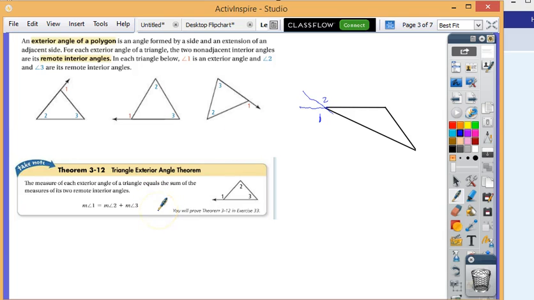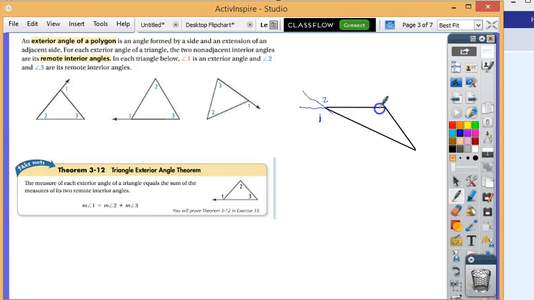By the way, what's the relationship between angle 1 and angle 2? They're vertical angles. What do we know about vertical angles? They're congruent. So it doesn't matter which exterior angle I use. I could use angle 2 as the exterior angle for that vertex, or I could use angle 1 as the exterior angle for that vertex. It doesn't matter which one I choose because vertical angles are congruent.